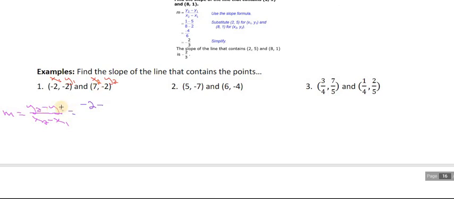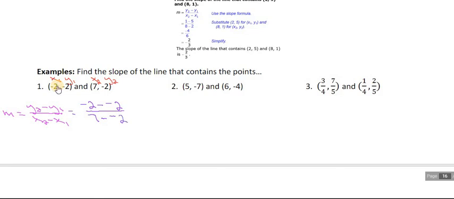Then it says y1. Well, my y sub 1 is negative 2 as well. Over x sub 2, so my second x value, which is 7. Formula then says minus x sub 1. Well, the first x is also negative 2.